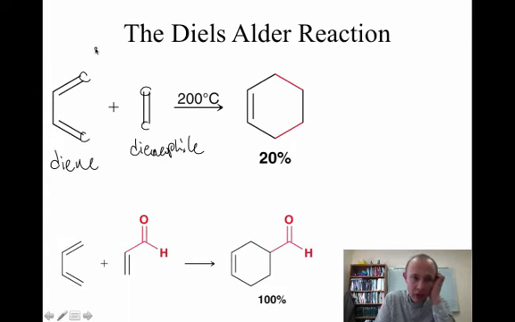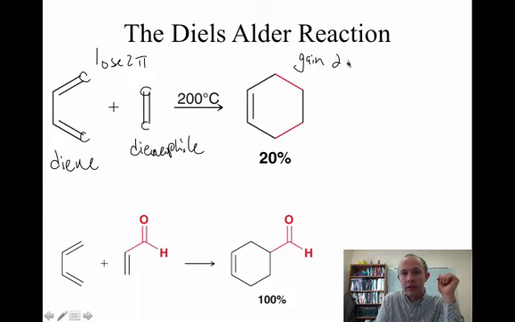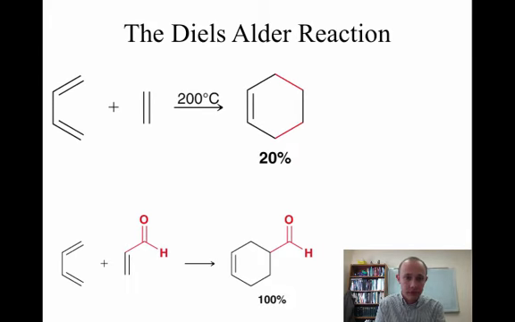So what happens is we lose 2 pi bonds in our reactants. We have 3 pi bonds here, but we only have 1 pi bond, and we gain 2 sigma bonds. So this is an exothermic reaction because we're breaking weak bonds and forming strong bonds. But notice, even though it's an exothermic reaction, it still takes 200 degrees and high pressure to react butadiene with ethylene to make cyclohexene, and the yield is pretty low. So this is a crappy Diels-Alder reaction.